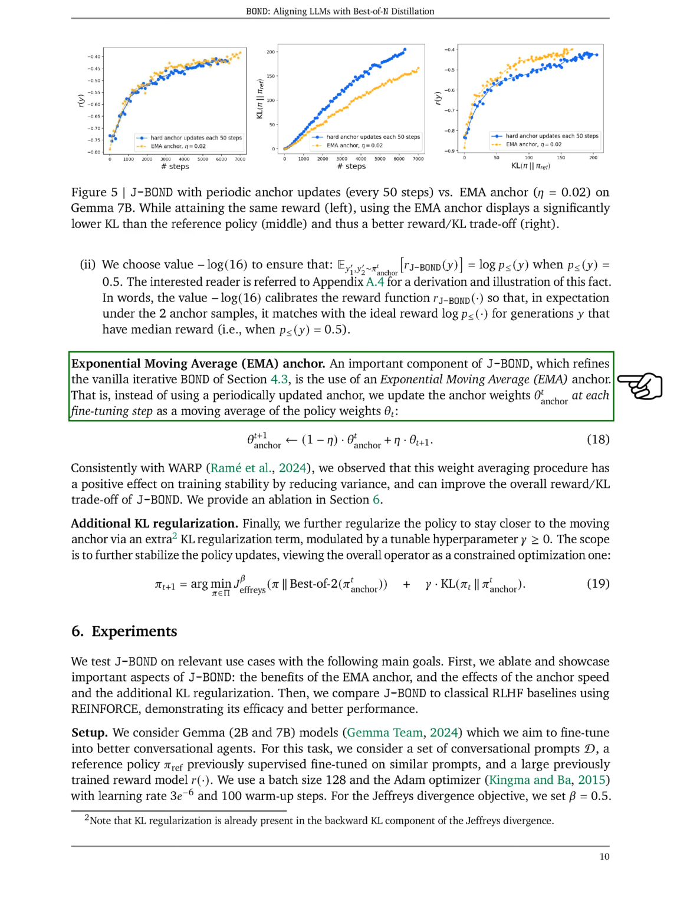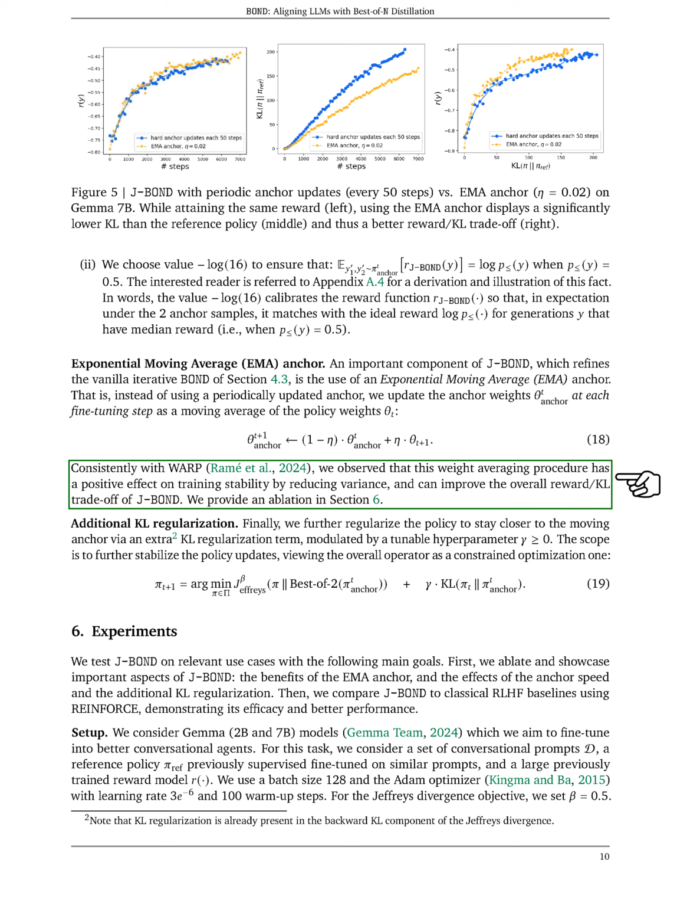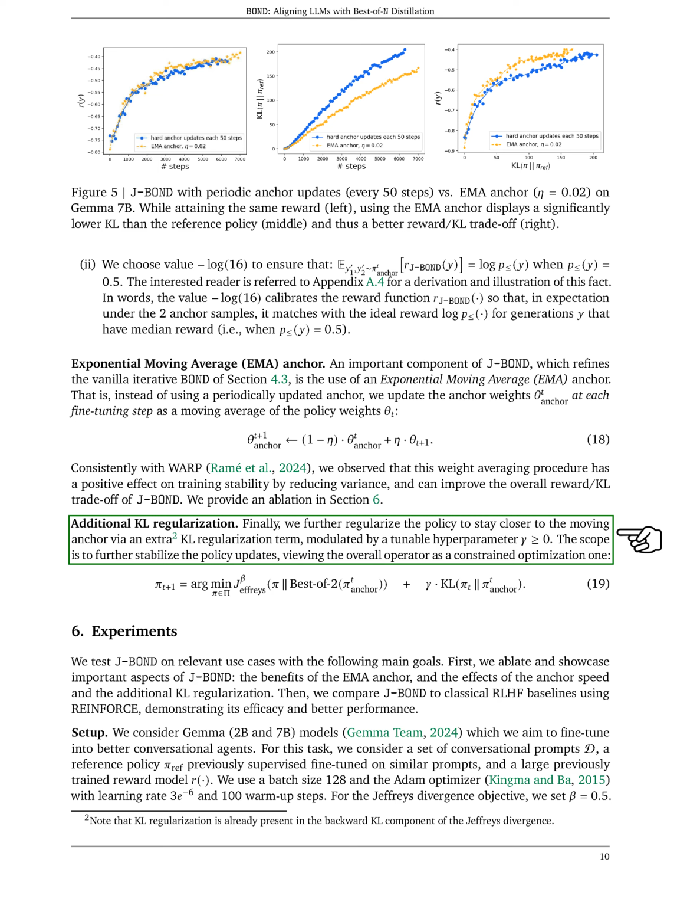An important aspect of J-BOND is the use of an exponential moving average, EMA, for the anchor. Instead of updating the anchor periodically, we adjust its weights at each fine-tuning step based on a moving average of the policy weights. This averaging process has been shown to enhance training stability and improve the overall reward and KL trade-off in J-BOND. We provide further analysis of this in our experiments. Additionally, we introduce extra regularization to keep the policy close to the moving anchor, controlled by a tunable hyperparameter.